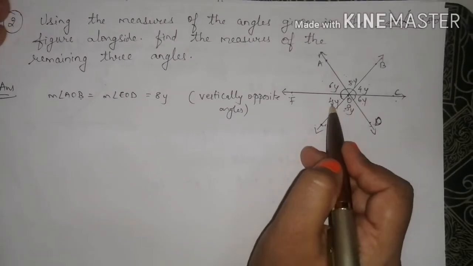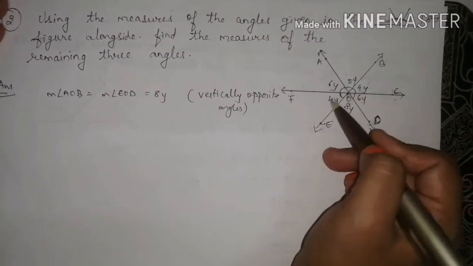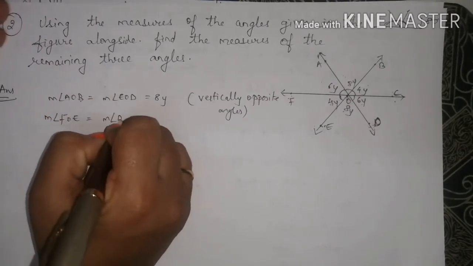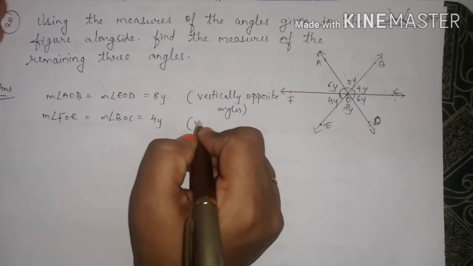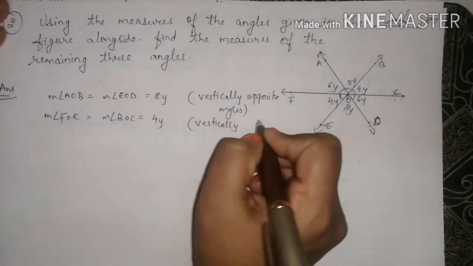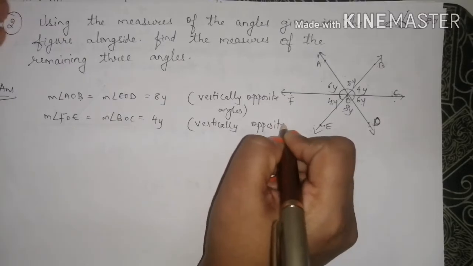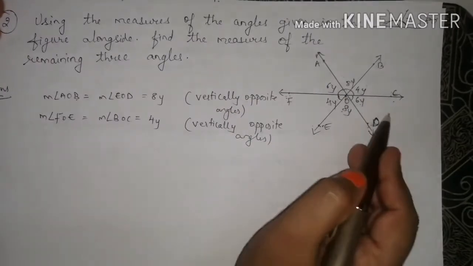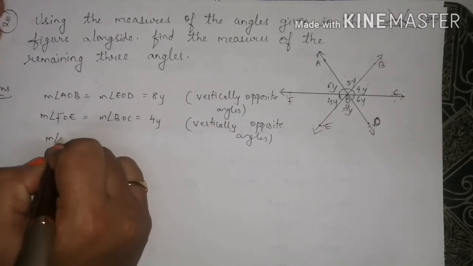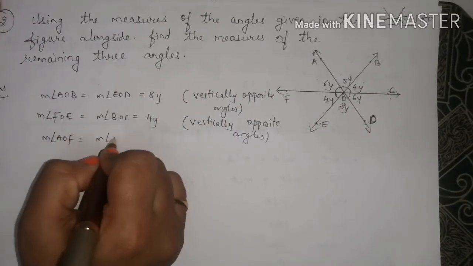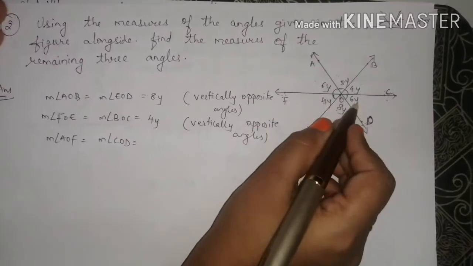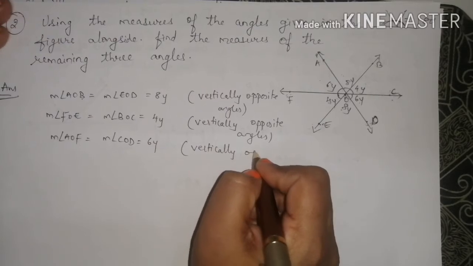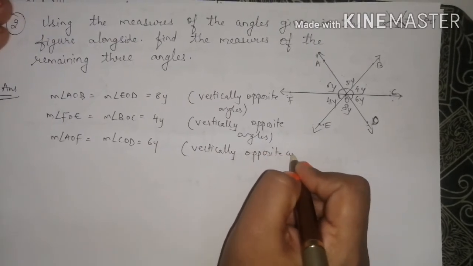Similarly, FOE was 4y, so BOC is also 4y. What is the reason? Vertically opposite angles. Similarly, you will write the same reason, vertically opposite angles. Similarly, angle AOF is equal to angle COD. How much is it? 6y, so this one is also 6y. Same reason, vertically opposite angles.